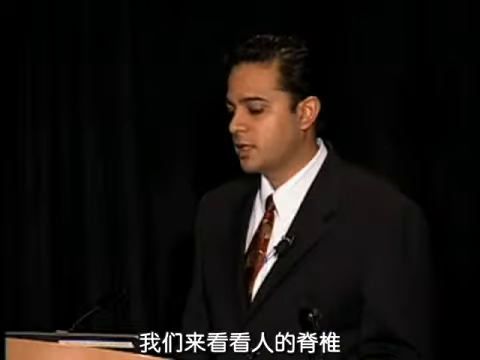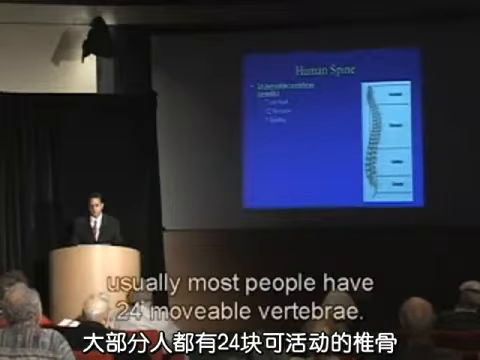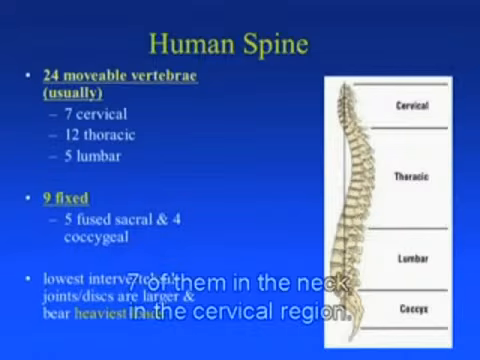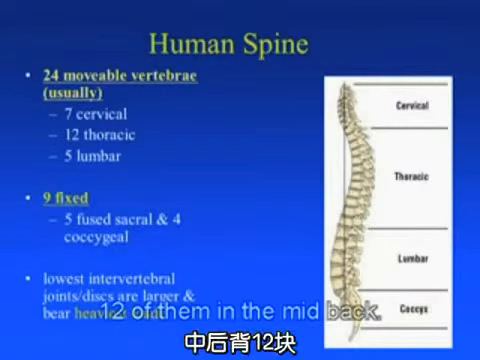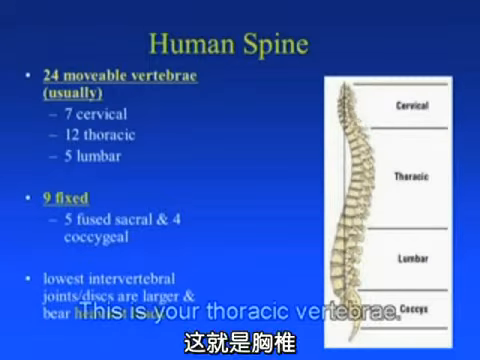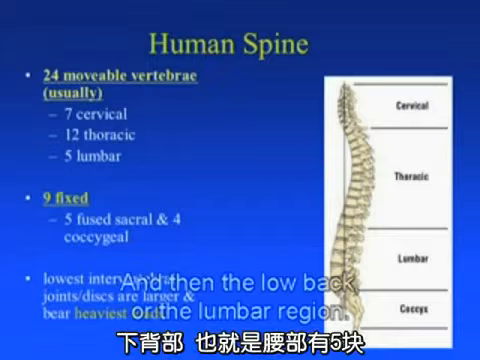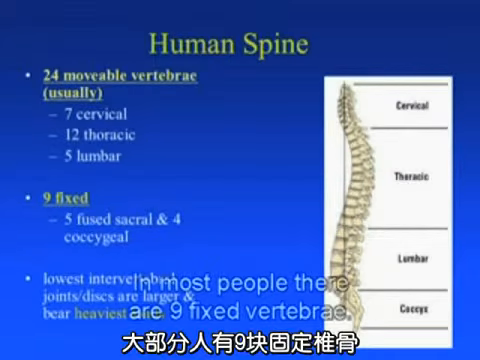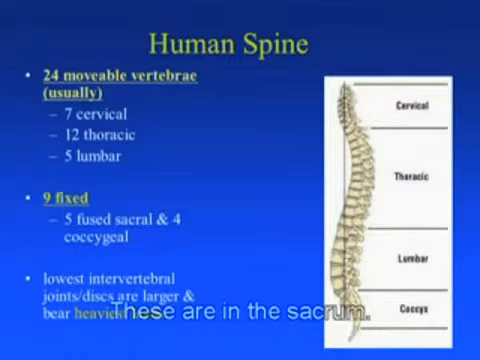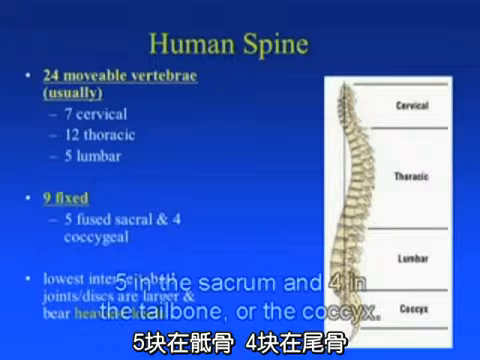Looking at the human spine, usually most people have 24 movable vertebrae, 7 of them in the neck, in the cervical region, 12 of them in the mid-back. This is your thoracic vertebrae. This is where your ribs come off. And then 5 in the low back or the lumbar region. In most people, there are 9 fixed vertebrae. These are in the sacrum. 5 in the sacrum and 4 in the tailbone or the coccyx.